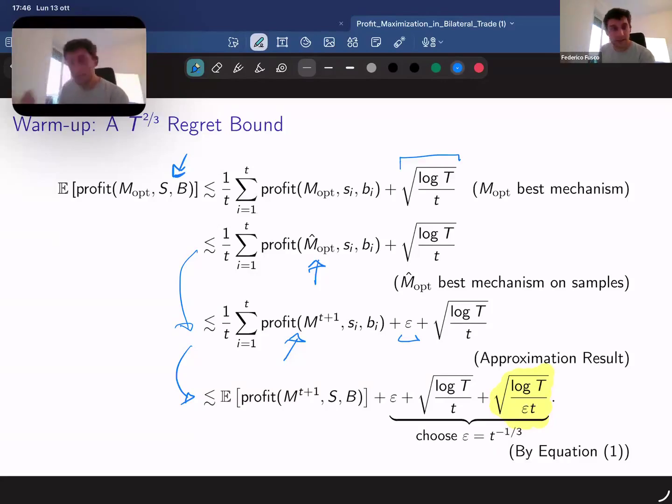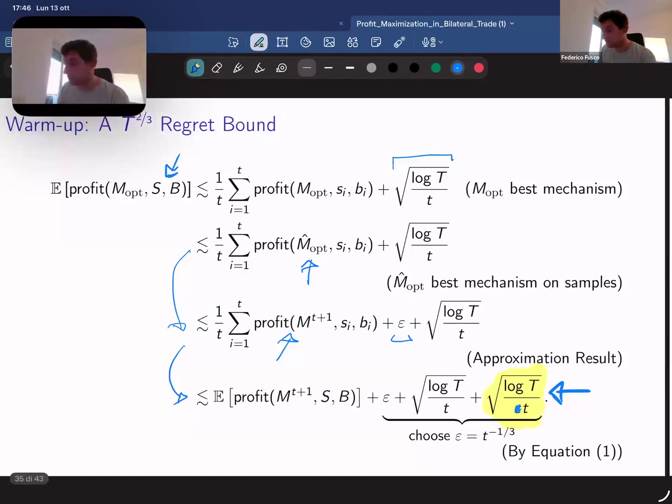Now, what this chain of inequalities tells me is that if I want to get square root t, then what I need to kill is this yellow term here. So I want to get rid of this epsilon here, because if I do it, then I get square root t. Okay, so this is the next thing we need to push for.